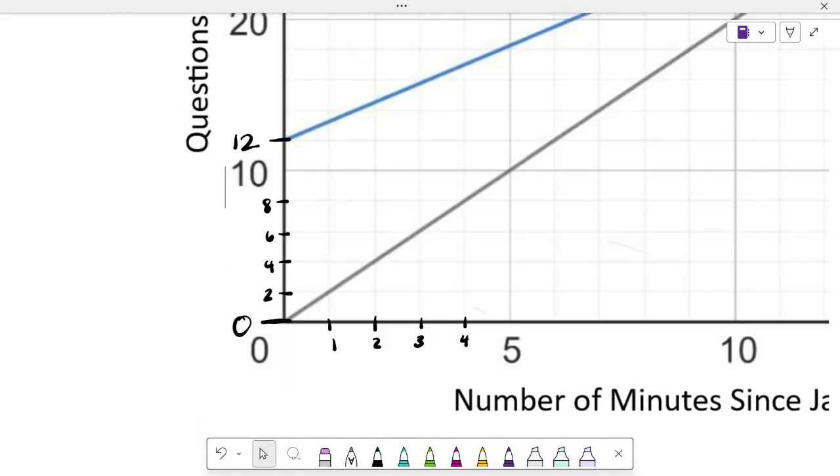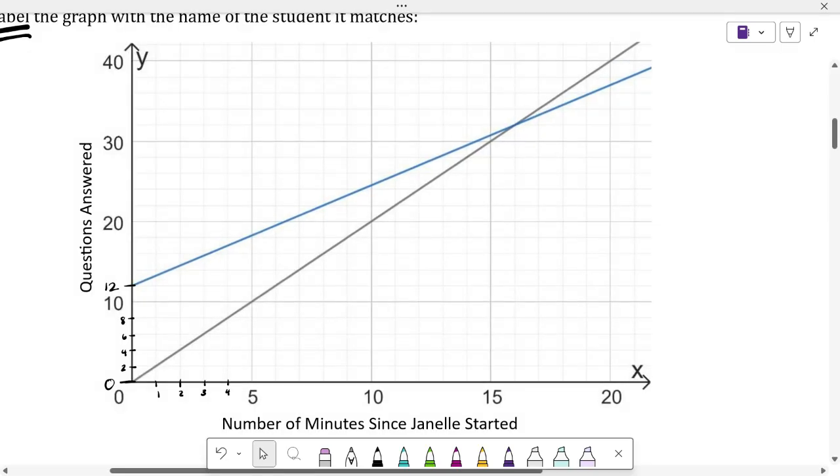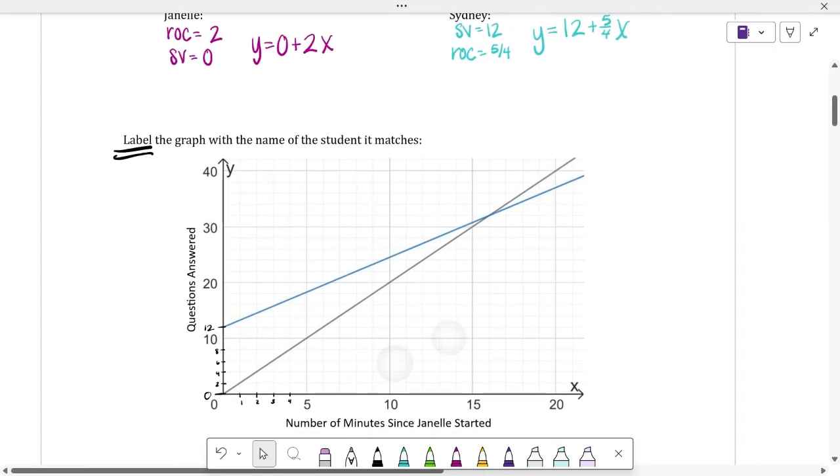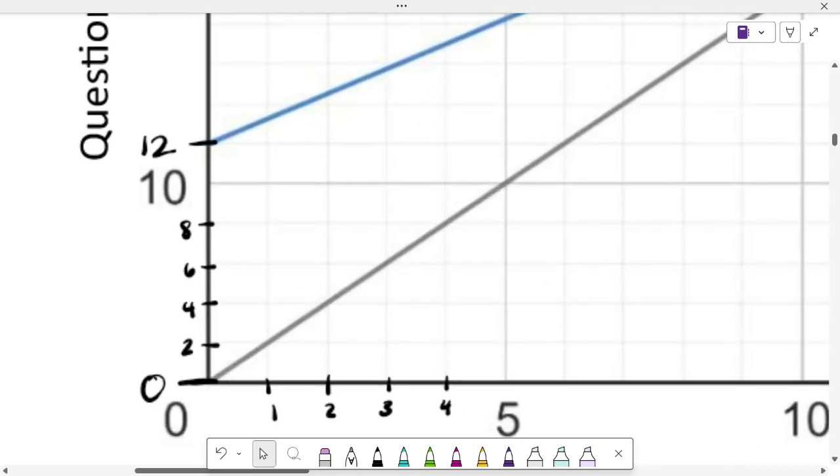Well, from what we just did, we know that Janelle is the one that starts at 0 and does a rate of 2 questions per minute. And Sydney starts at question 12 and answers questions at 5 questions every 4 minutes. So let's take a look and let's label.